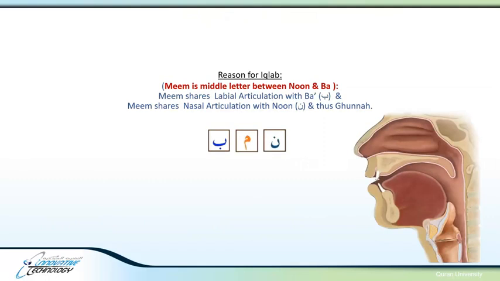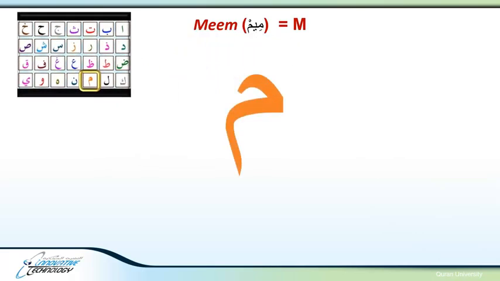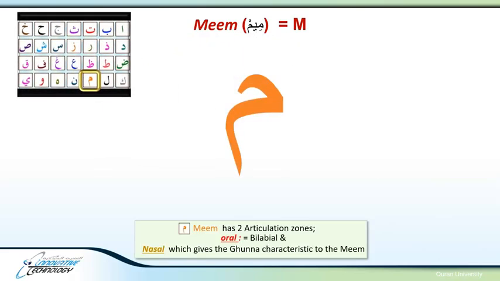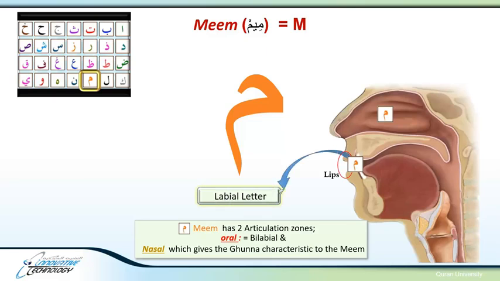Let's elaborate a bit on what we have just mentioned about having the meme as a middle letter between the noon and ba. Remember what we've mentioned about the meme articulation. The meme is a letter that has two articulation zones, an oral bilabial one and a nasal one, which gives the ghunna characteristic of the meme. Meme having two articulation zones. This is the labial one coming from the lips. This is why we call it and label it as a labial letter. And the upper one, where the meme articulates at the nasopharynx. That's why we consider the meme as a nasal letter.